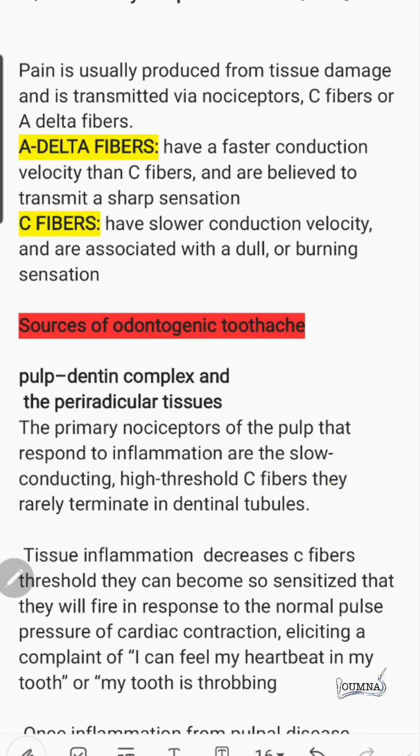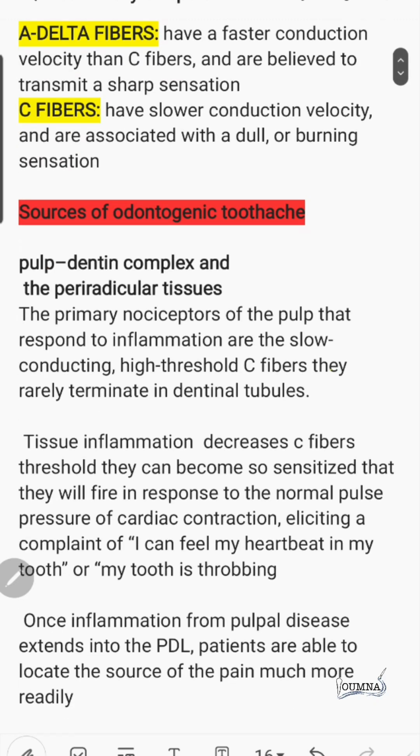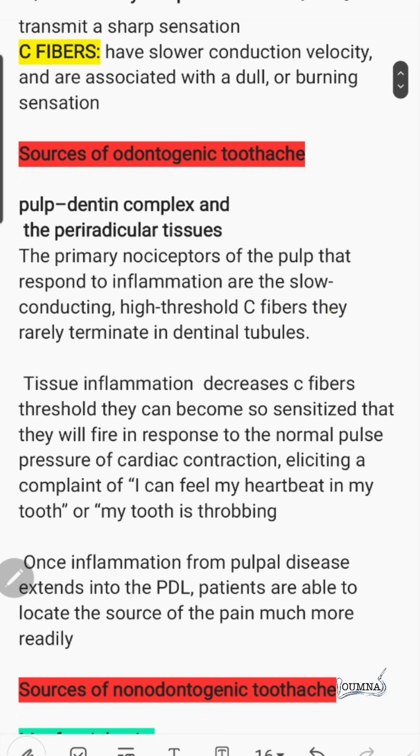Sources of odontogenic toothache: the pulp dentin complex and periradicular tissues. The primary nociceptors of the pulp that respond to inflammation are the slow-conducting high-threshold C fibers. They rarely terminate in dentinal tubules.